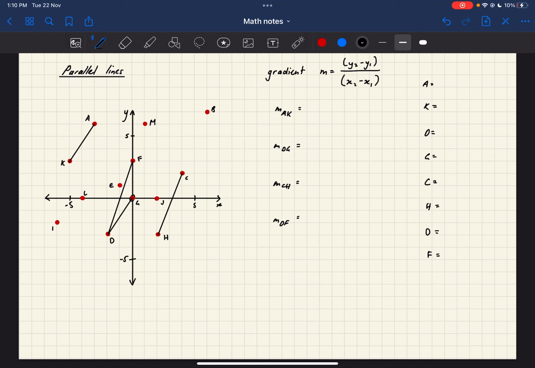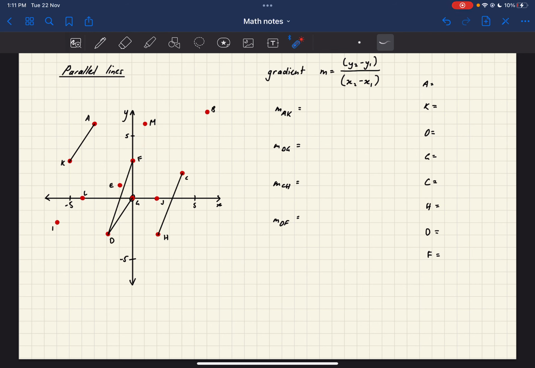In this video, I'm going to go through how to find out if two lines are parallel. Now, to be parallel means that the lines have the same gradient, and it means that no matter how far you go in this direction or this direction for each of the lines, they are never going to touch. They're always going to stay the same distance apart.